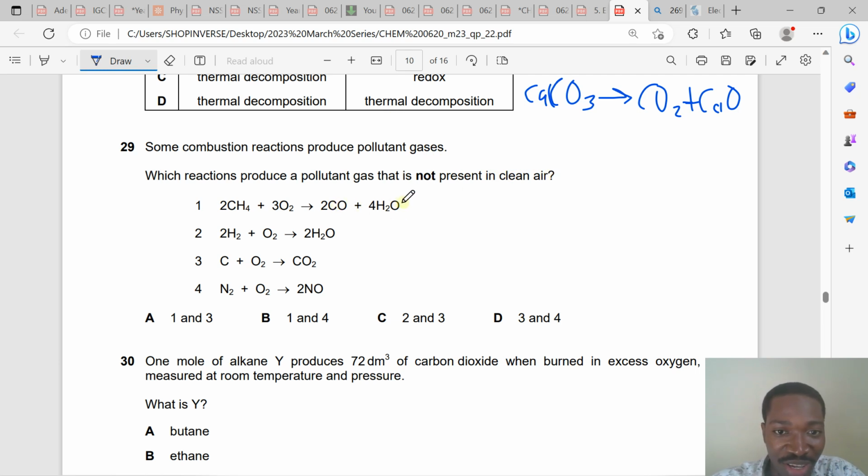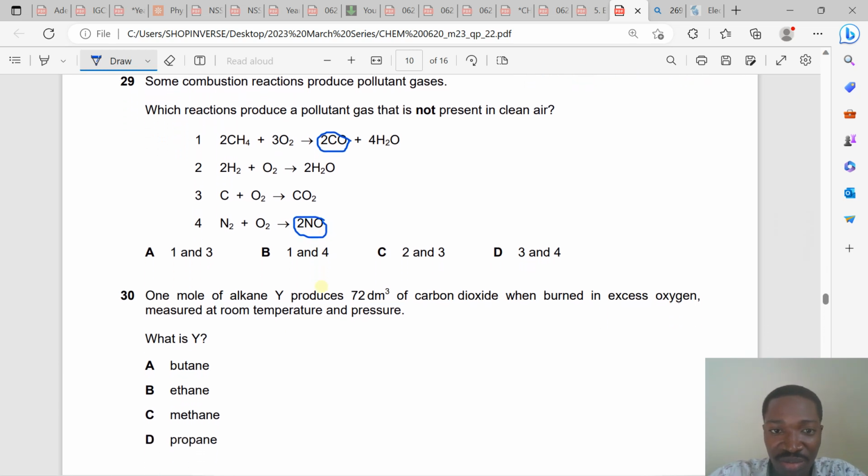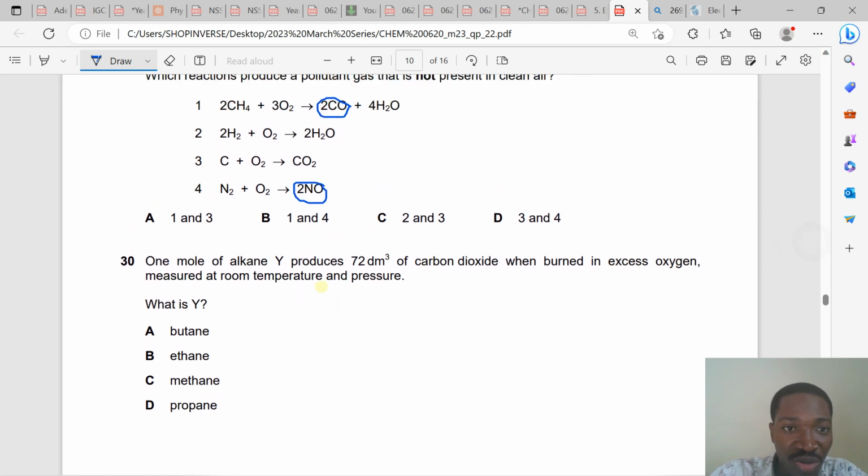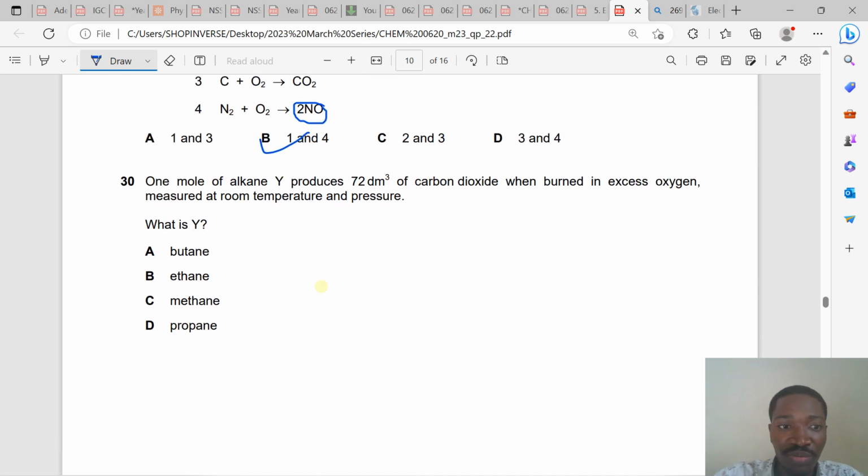Okay, what do you have? Should carbon monoxide be present in clean air? No, it is carbon dioxide we can have in clean air. Of course, we can have water, carbon dioxide. Nitrogen monoxide, can you have that in clean air? Of course not, we can't have that. Yeah, nitrogen dioxide should not be present in clean air. So that is 1 and 4. That makes B the correct answer to question 29. We go straight to question 30.